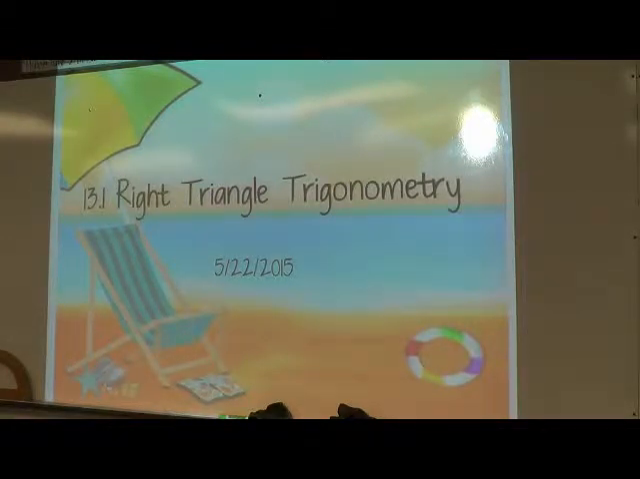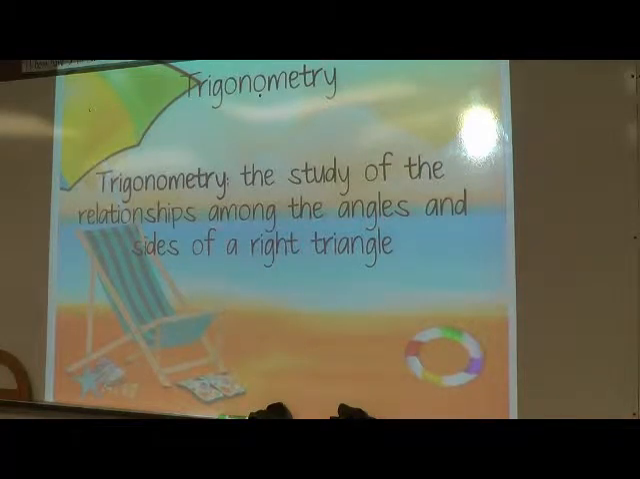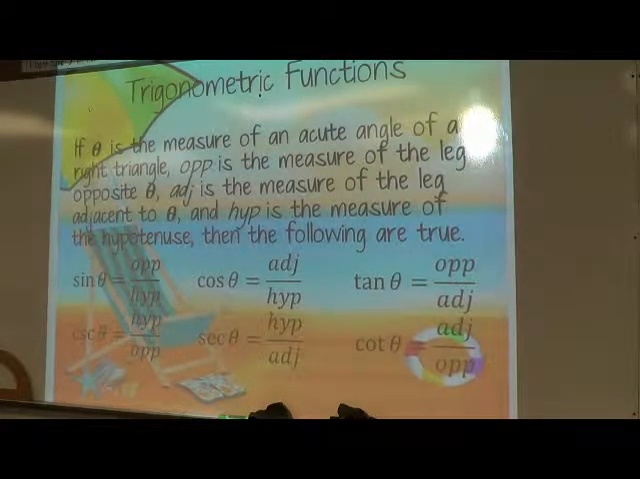So, let's go ahead and take a look at what is trigonometry. Trigonometry is simply the study of the relationships among the angles and sides of a right triangle. So we're putting together relationships and ratios. They're going to put together sides of a triangle along with its angles. Very specifically, and there's a lot of information here, the things that you have to copy down are those ratios down at the bottom. So I'm going to go through all of this, so as you're writing, make sure you're paying attention to what I'm saying as well.